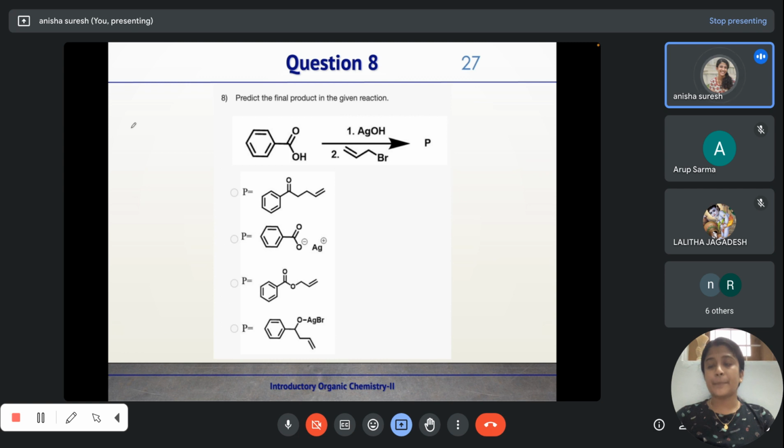Now coming to question number 8. Predict the final product of the given reaction. Here benzoic acid was treated with AgOH, silver hydroxide, and it was treated with allyl bromide. So what will be the product?